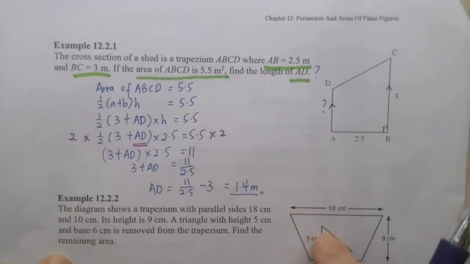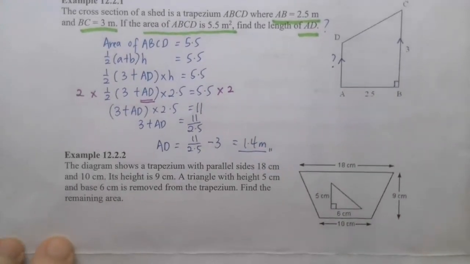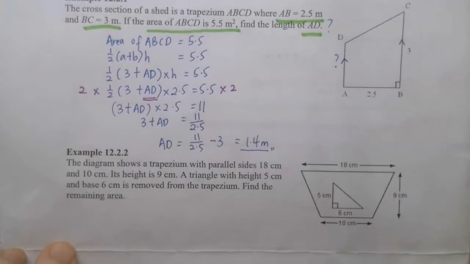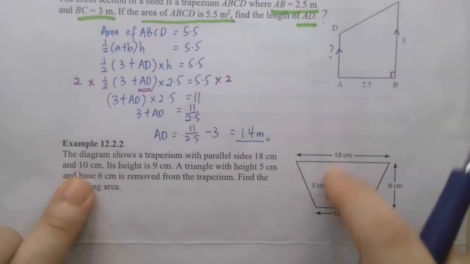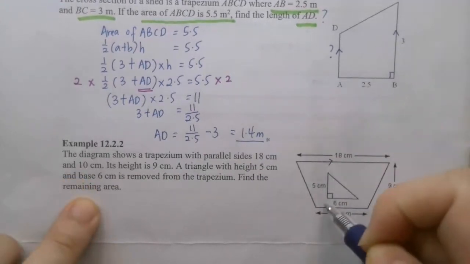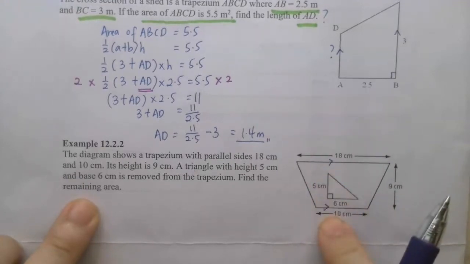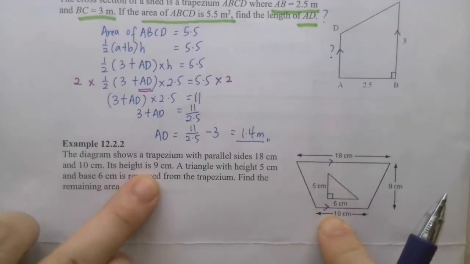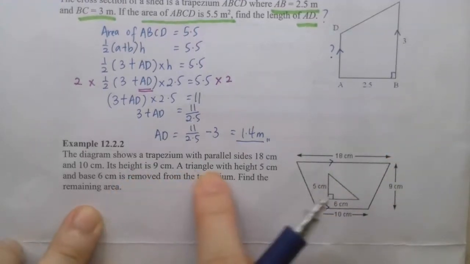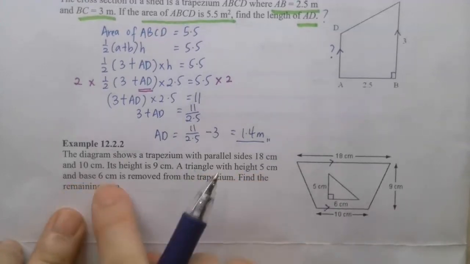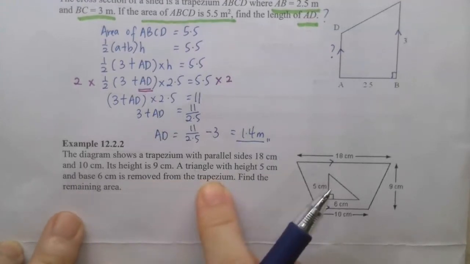Okay. Next, let's go on to example 12.2.2. The diagram shows a trapezium with parallel sides 18 cm and 10 cm. So they tell you that these two are the parallel sides. So I show on my diagram 18 and 10 cm, they are parallel. Its height is 9 cm. So the height is already given also, 9 cm. A triangle with height 5 cm and base 6 cm is removed from the trapezium.